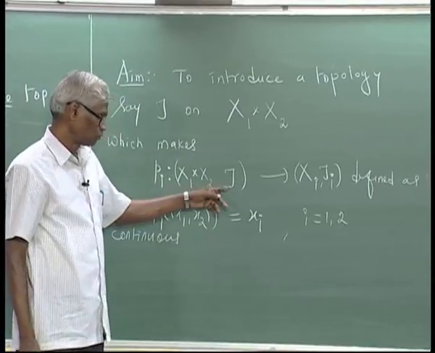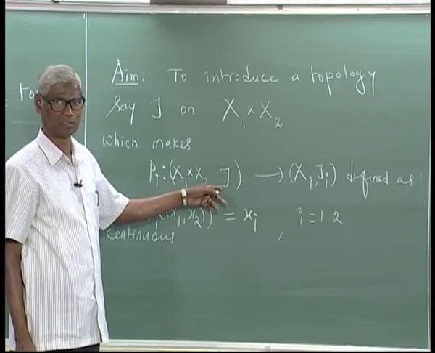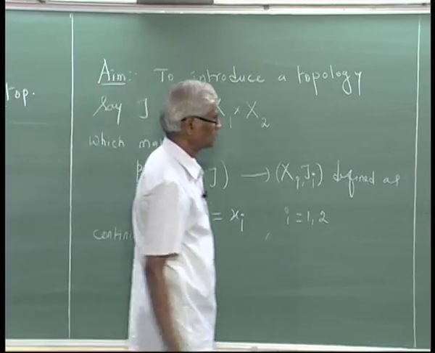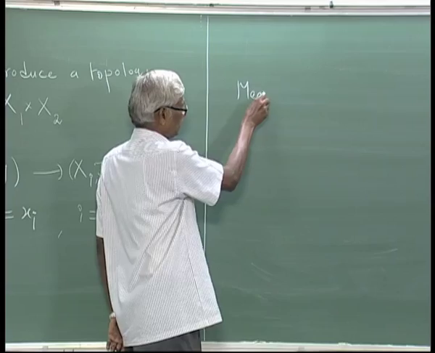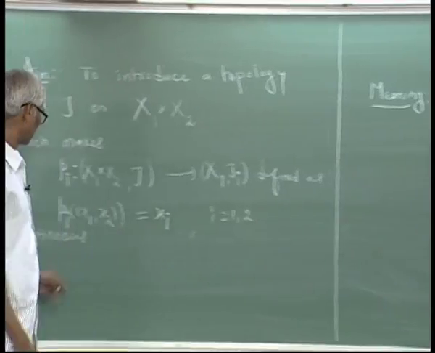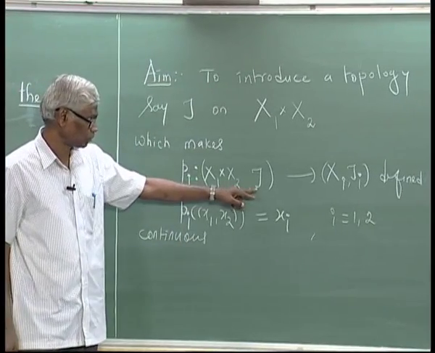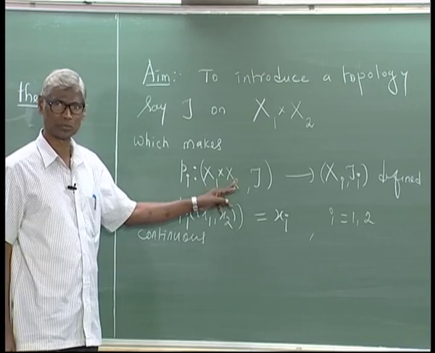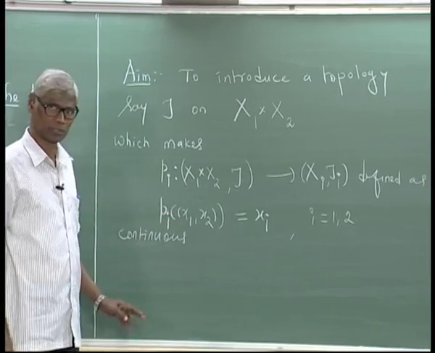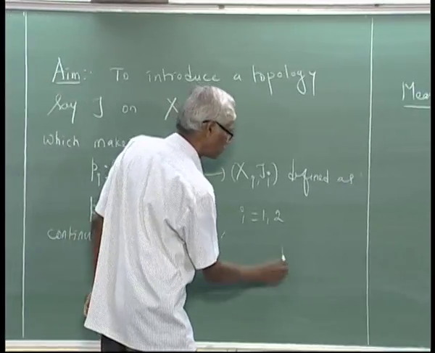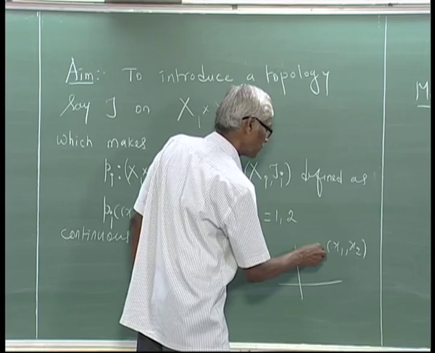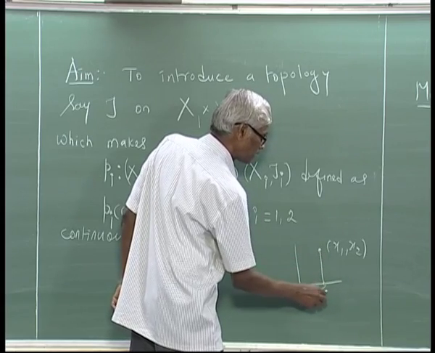This should be the smallest such topology which makes each Pi continuous. What is the meaning? We want to define a topology on X1 cross X2 having the property that each Pi is continuous. These are all called projection functions in a natural way. If you are in R2, we take an ordered pair (x1, x2) and project it to x1.